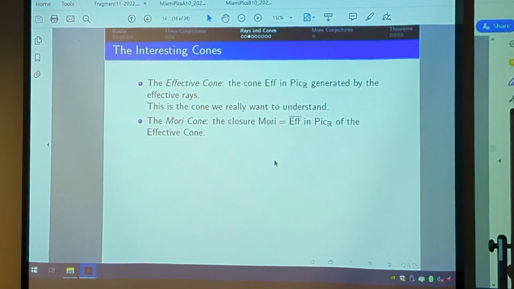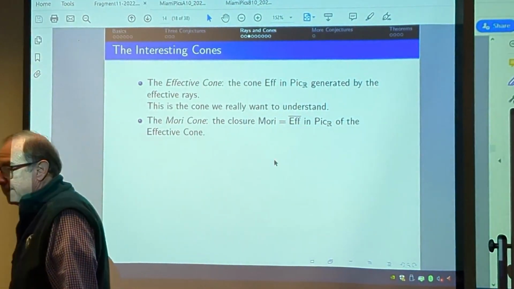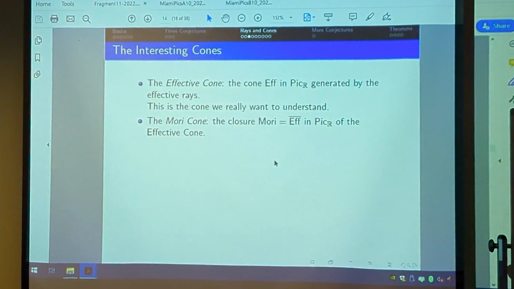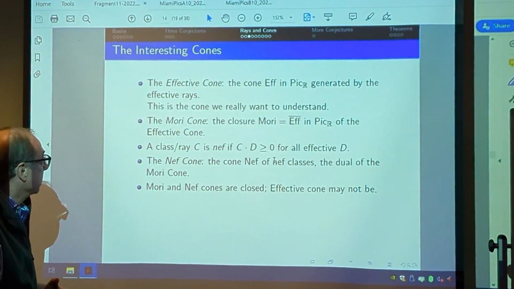So this effective cone might not be closed. It could be the case that as I get closer and closer to the boundary of the effective cone, at the boundary the polynomials are no longer available. So that could happen. So the closure of that effective cone is called the Mori cone. This was introduced by Mori back in the 80s in his famous set of papers.